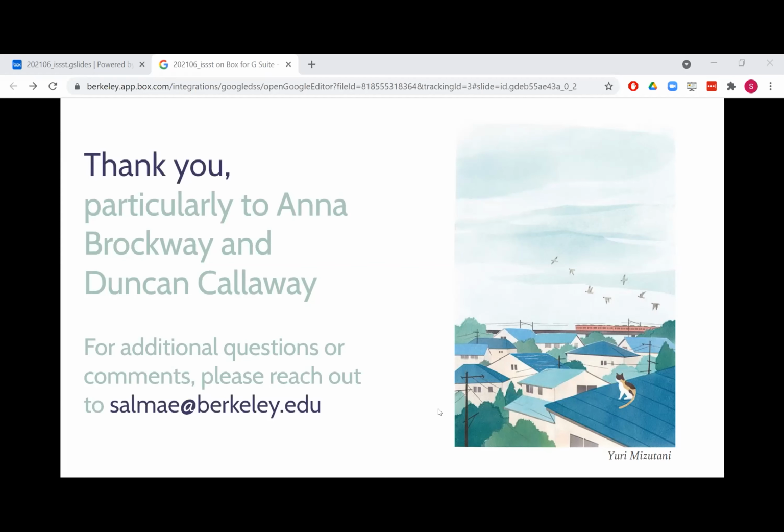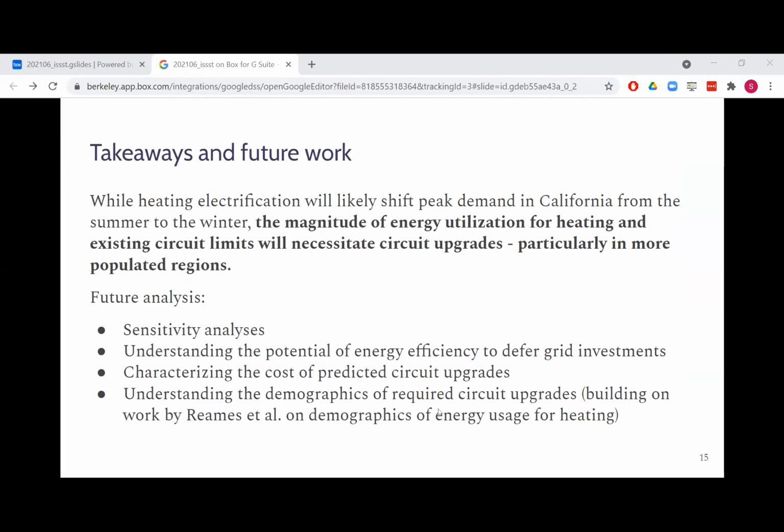That's a really, really good question. It's actually something that I want to look at in terms of future work, because I think there is a good amount of work, especially coming out of the University of Michigan, on disparities and how much energy people use for heating and how there are socioeconomic disparities in that. And I think linking that to circuit upgrades would be really useful. So it's definitely an area for future work. I don't have an answer for you right now, but I'd be happy to talk more once I've run that analysis.